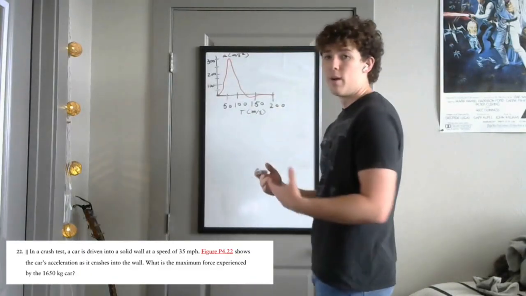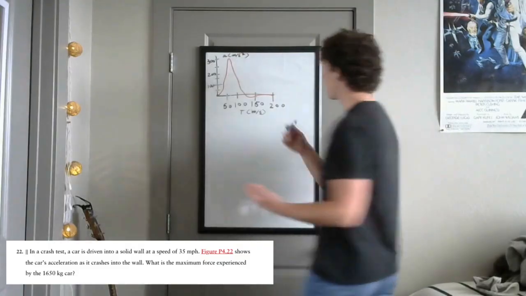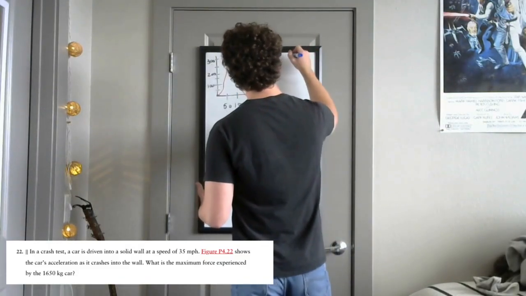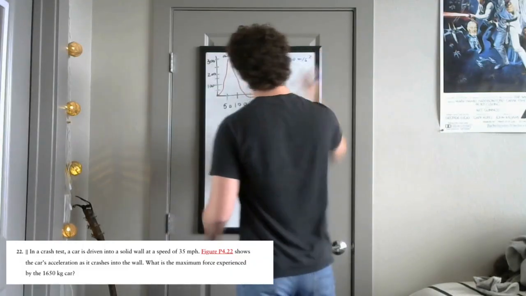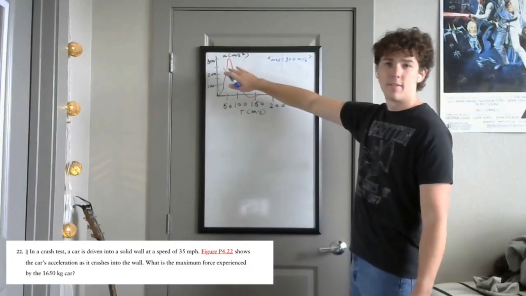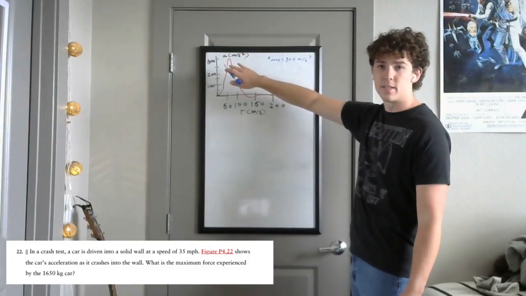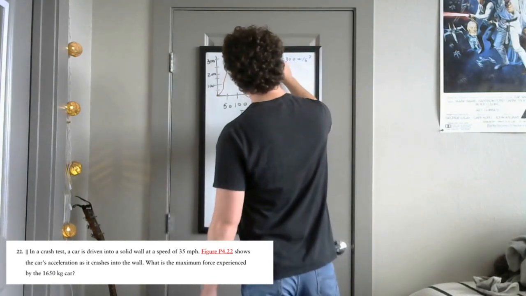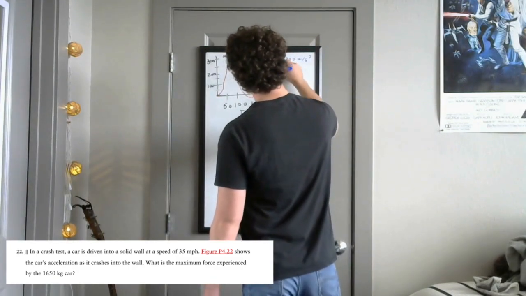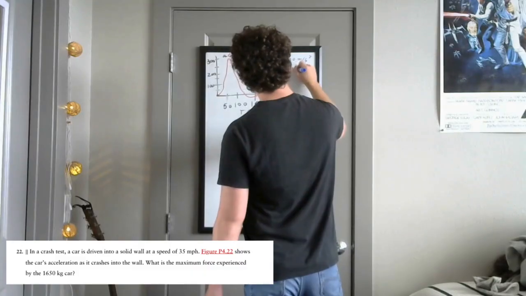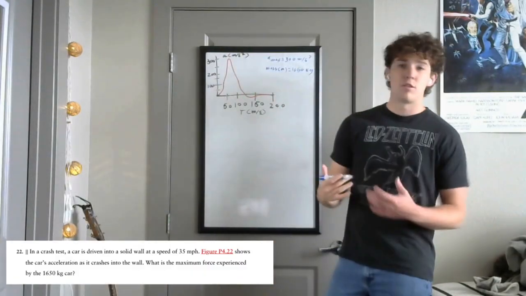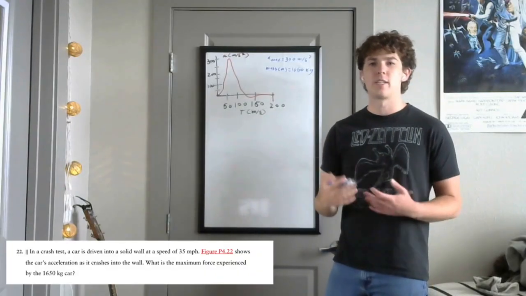So I know that the maximum acceleration, A max, is 300 meters per second squared, as we can see by this graph. That's the most acceleration that it experiences before the graph decreases. And I know that our mass, or m, equals 1,650 kilograms. And it wants us to solve for the maximum force experienced.